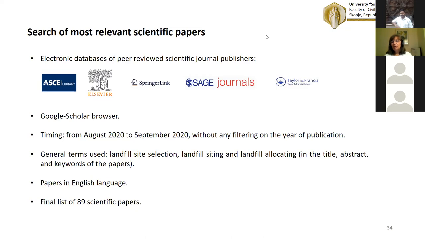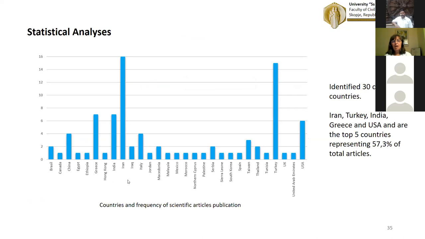Afterwards, the selected papers were limited to the English language, which resulted in a list of 89 scientific papers. The results of the research showed that all these 89 scientific papers based their research on a case study, and according to the country where the case study was performed, there are 30 case study countries, and Iran, Turkey, India, Greece, and USA are the top five countries.